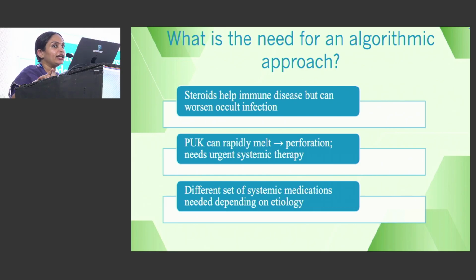So what is the need? The need is because we are using steroids in most of these patients. But if there is an underlying infection, the use of these steroids can flare up that occult infection. And in PUK cases, inadvertent or non-judicious use can lead to perforation or melt, and the referral might be delayed. A different set of systemic medications needs to be started depending on the underlying etiology. For all these purposes, we need an algorithmic approach.